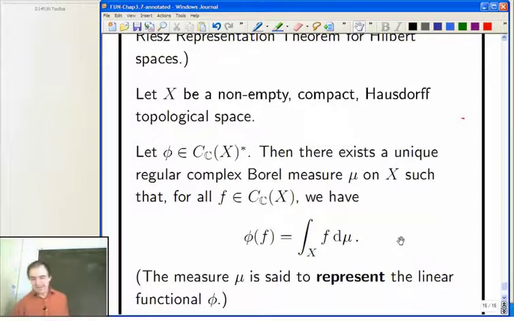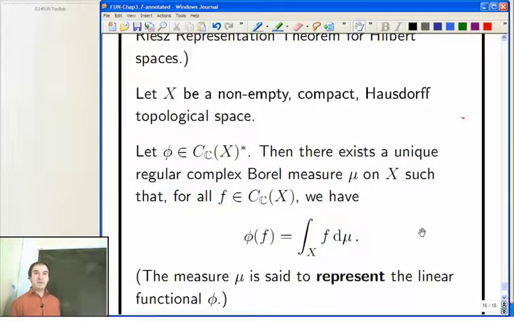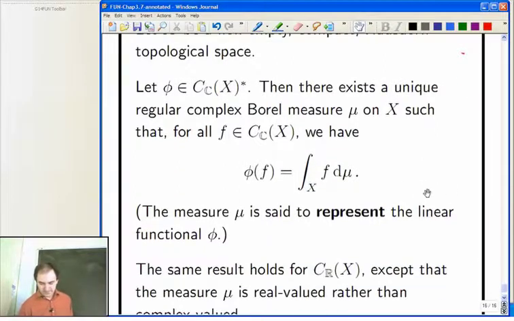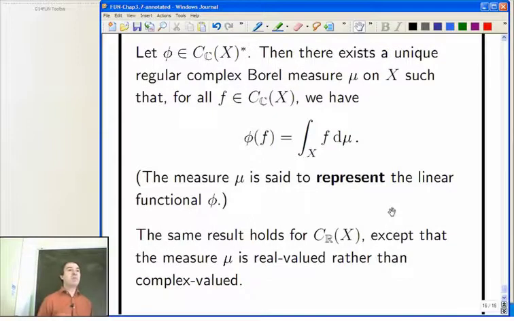In the abstract setting, if you want to know what all the bounded linear functionals are on the C of X, then it's given by integration against measures. There's even a bit more information. You can say how big the measure is. The so-called total variation of the measure is the same as the operator norm of the linear functional. You can find out all about this in Rudin's Real and Complex Analysis, and you get measures that represent your linear functional. And the same, if you work with real valued continuous functions, then you need a real measure.